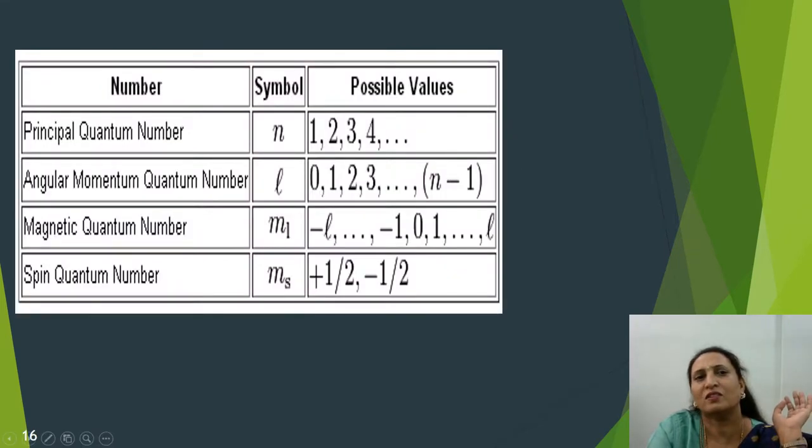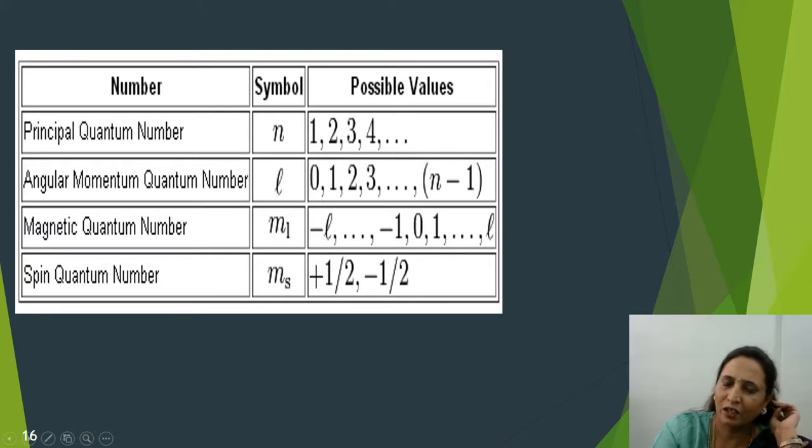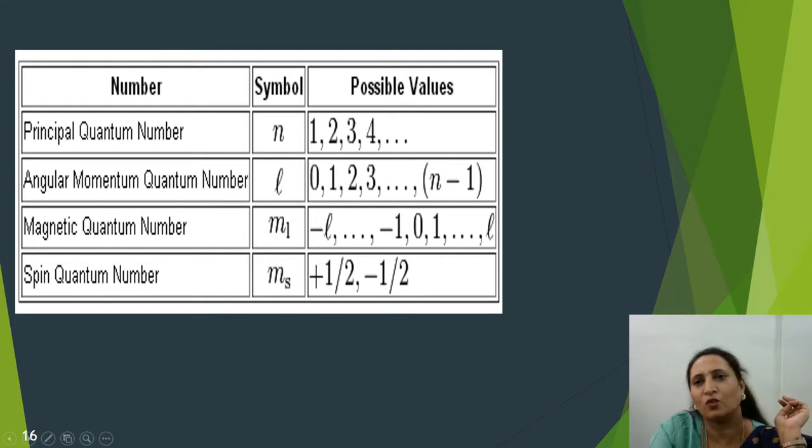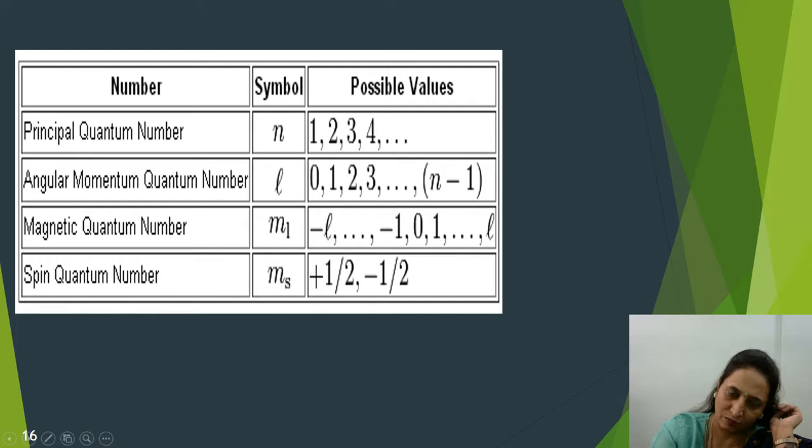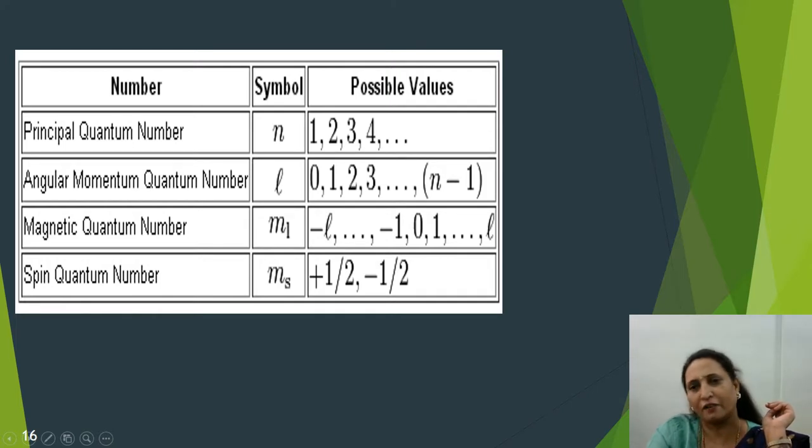Now this table gives all 4 quantum numbers, their symbols and their possible values. The principal quantum number, symbol small n, has values 1, 2, 3, 4, no 0. The angular quantum number is denoted by small letter l, with values starting from 0 up to n minus 1. The magnetic quantum number is denoted by small letter m, going from the minus value to the plus value, that is minus l to plus l. The spin quantum number is denoted by small letter s, and there are only 2 values, either plus 1/2 or minus 1/2.